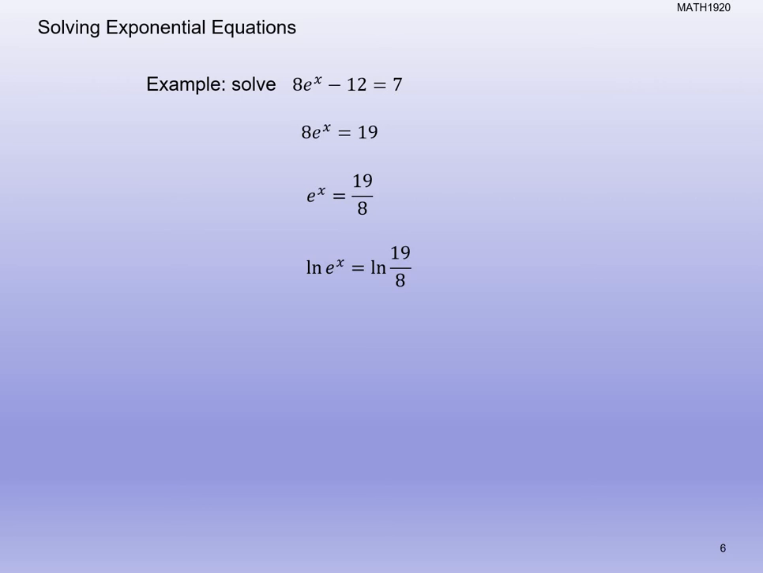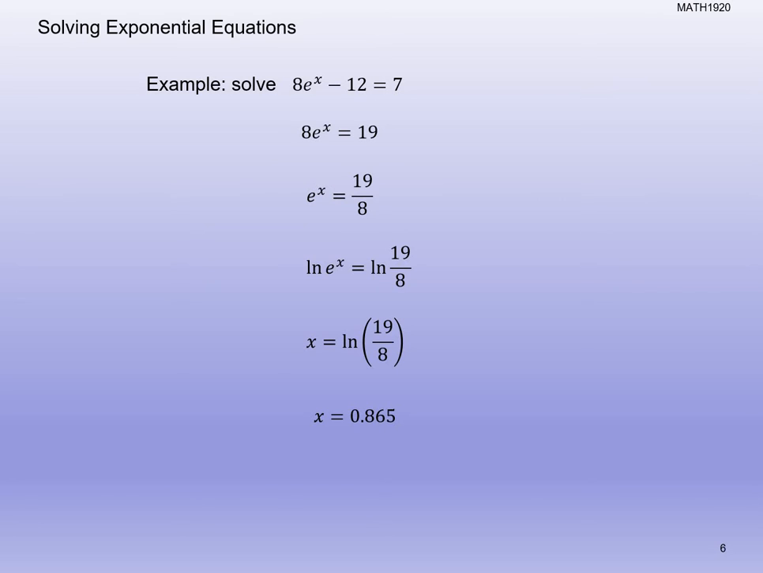Just remember you have to do it to both sides of the equation. So we're going to take natural log of both sides. On the left-hand side, the natural log and e cancel, leaving only the x. Then we get a numerical value on the right-hand side of natural log of 19 divided by 8. When all is said and done, you can plug that into your calculator, and you get 0.865. So very simple.